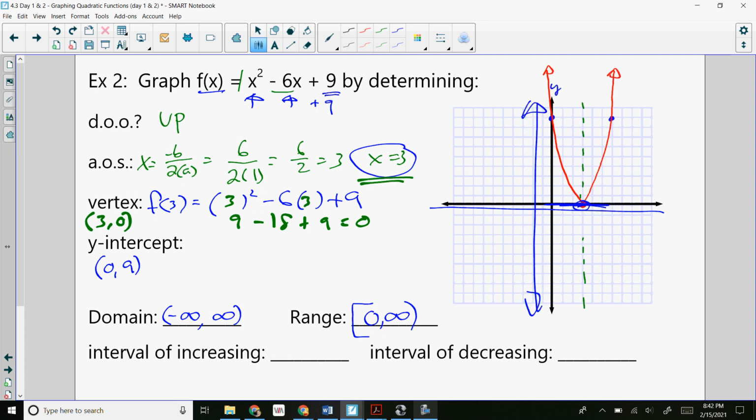Okay, and then I kind of made a mess over here. Give me a second to erase this. That was our vertex. Oops, right here.